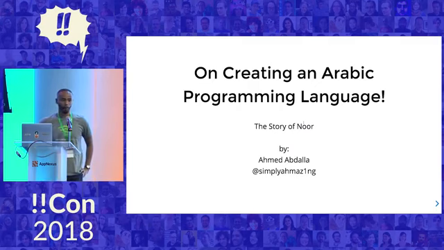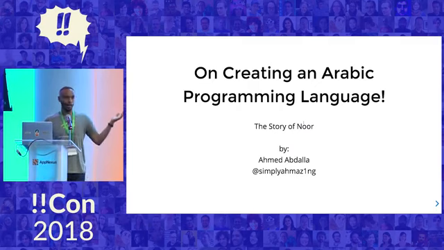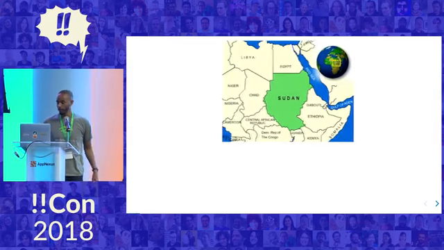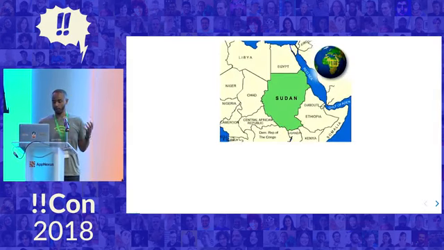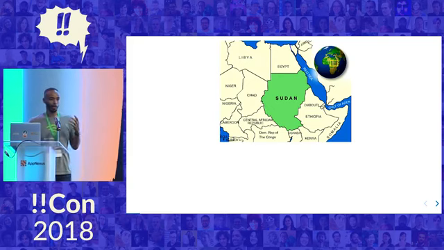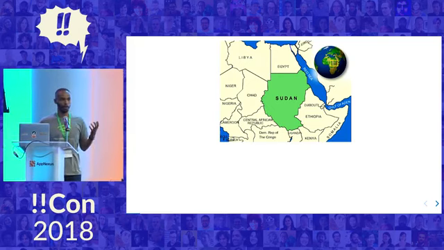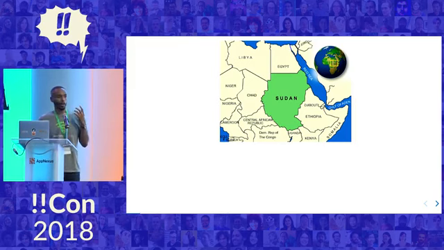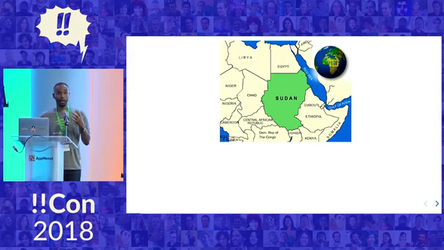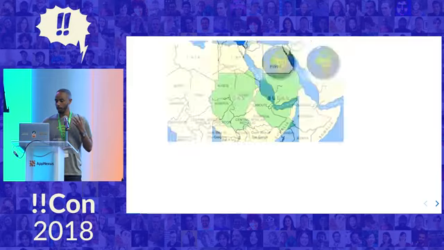Today I'm going to talk to you about a programming language called Noor that I created while I was at the Research Center. Again, my name is Ahmed Abdalla. To understand why I created this language, first you need to understand that I'm from Sudan, a country where the first language or the main language is Arabic. And I moved to the US when I was 9 years old. And I realized that I would have never learned to program if I didn't learn English when I came here.